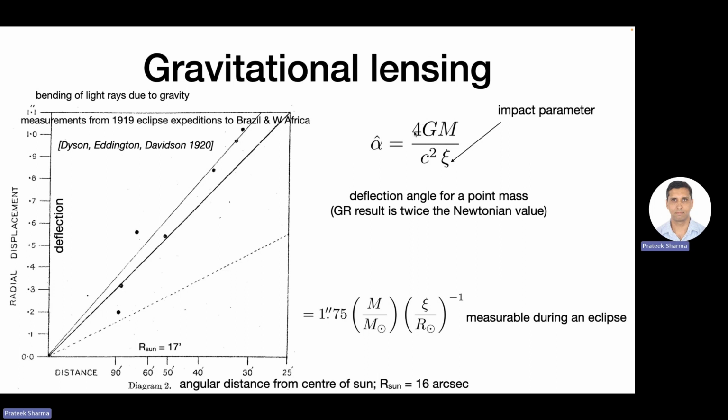And this factor of 2 is important because of the Newtonian calculation: if you assume light to be test particles behaving like Newtonian gravity, and if the potential is weak and you take the weak deflection regime, you get 2GM by c squared xi. Okay.